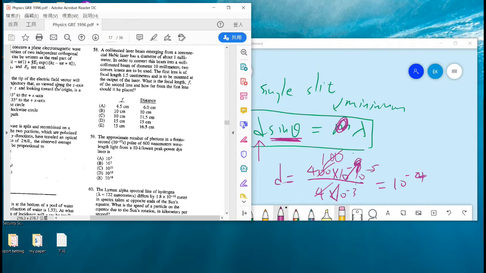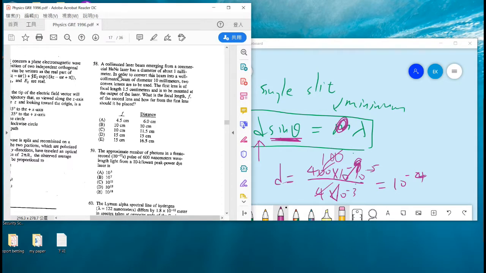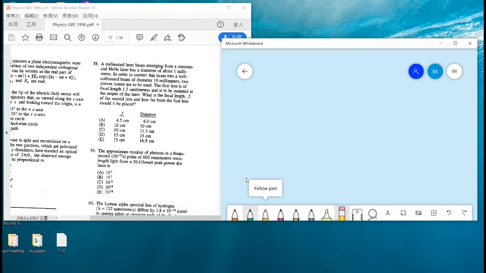Okay, so this is the helium-neon laser. You have a beam diameter of about 1 meter. In order to convert the beam into a well-collimated beam of diameter 10 meters, use two convex lenses. You can view the two convex lenses as a telescope. The first lens has focal length 1.5 and is to be mounted at the output of the laser. What is the focal length of the second lens? Okay, so you need to know the formula of the telescope.